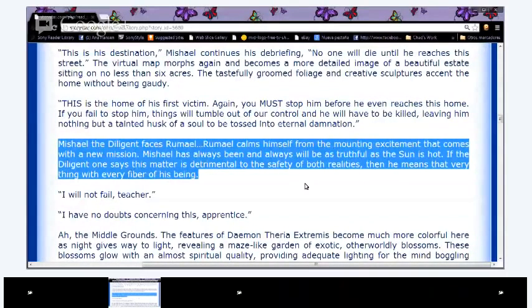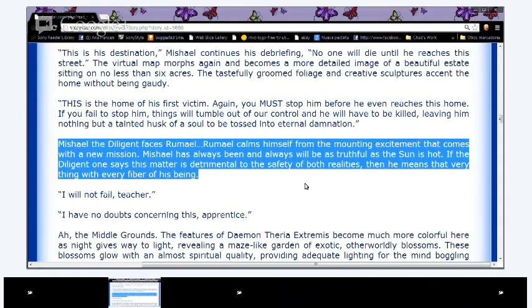Michel the diligence faces Rommel. Rommel calms himself from the mounting excitement that comes with a new mission. Michel has always been and always will be as truthful as the sun is hot. If the diligent one says this matter is detrimental to the safety of both realities, then he means that very thing with every fiber of his being.